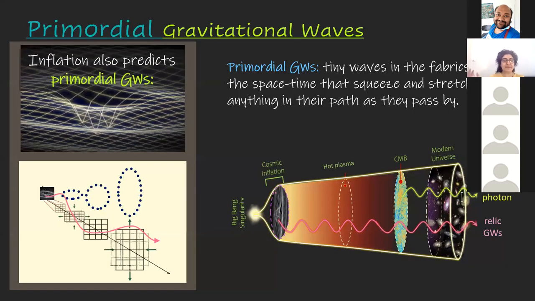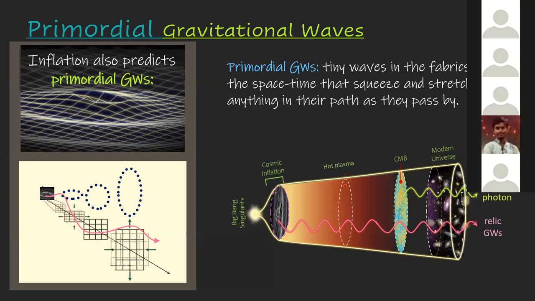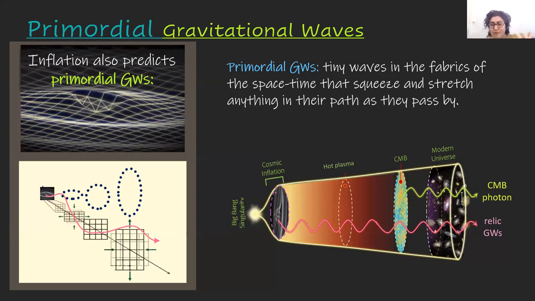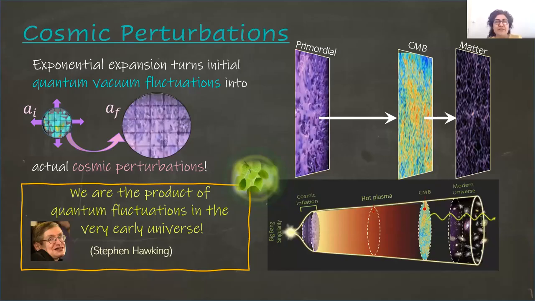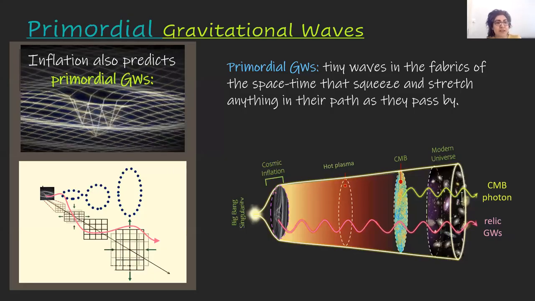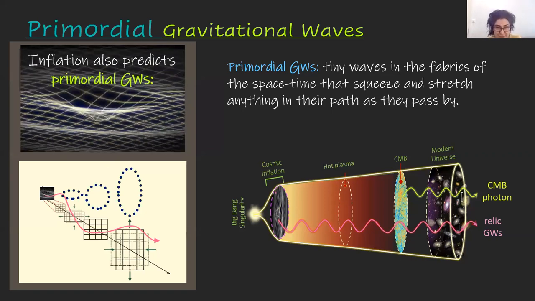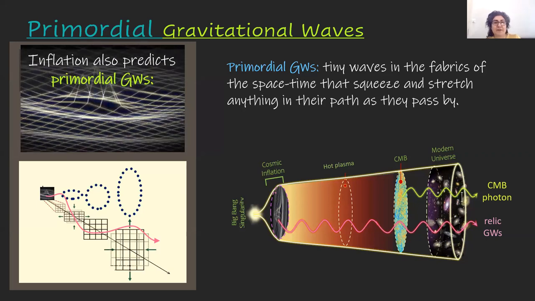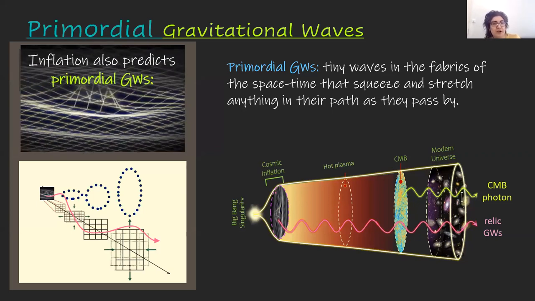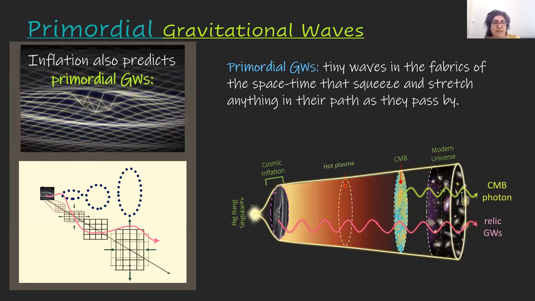Okay. So, but that's not just that. The previous slide was about energy density, which is a scalar, but that's not all, because these initial quantum fluctuations have another part, which has a spin-two nature, and those are primordial gravitational waves. These primordial gravitational waves are tiny waves in the fabric of space-time that squeeze and stretch anything in their path when they pass by.